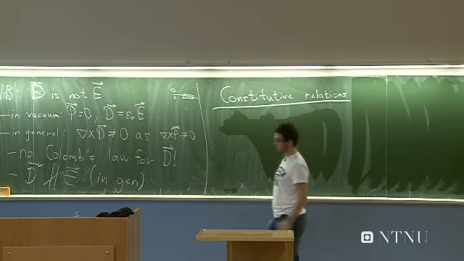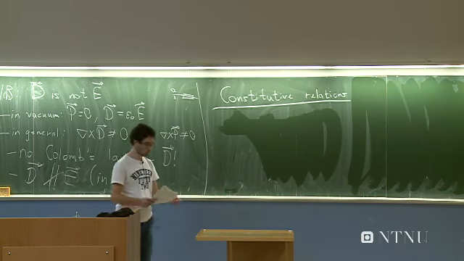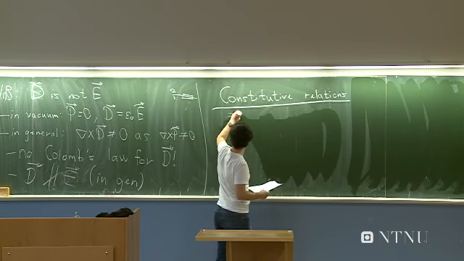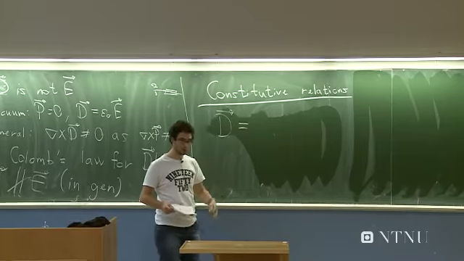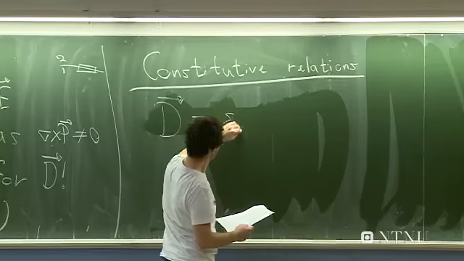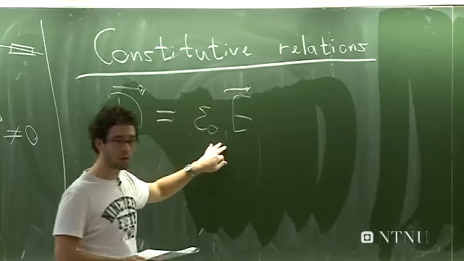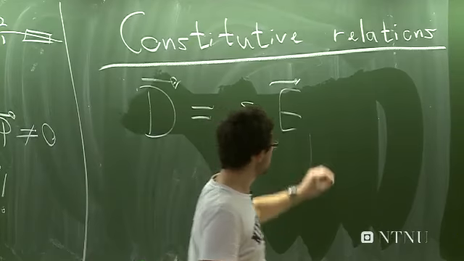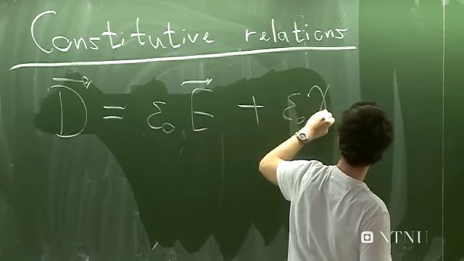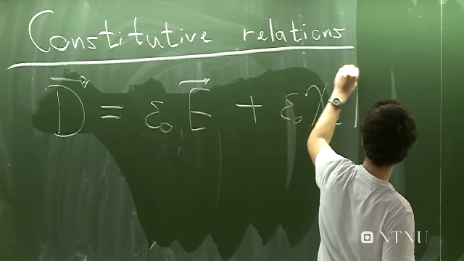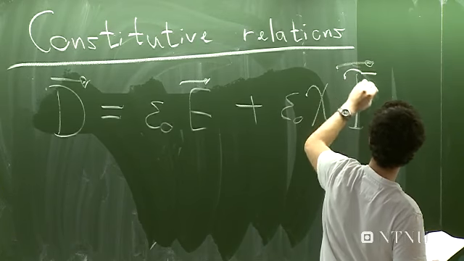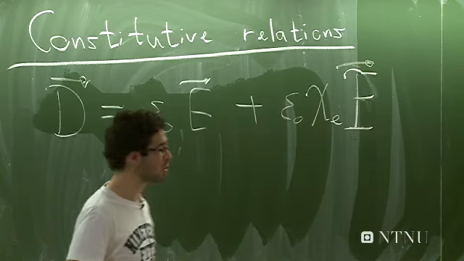So, just to make sure that you know the definitions of all the quantities, I'm going to show you the various notations used. So for linear isotropic homogeneous materials, we have that D is equal to epsilon 0 times E plus the polarization, which is proportional to E. Sorry, that's the E field, of course.